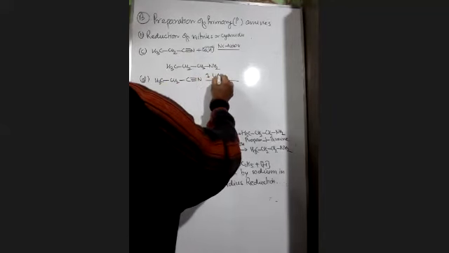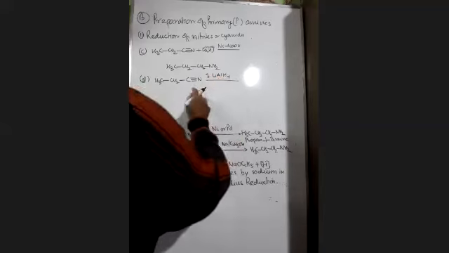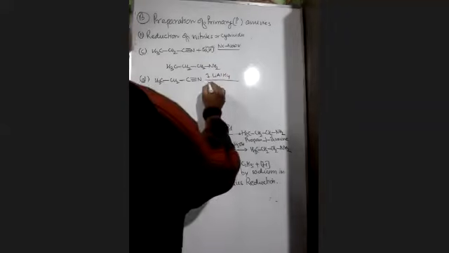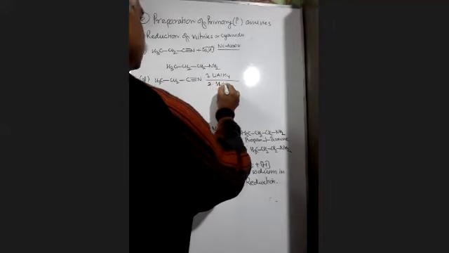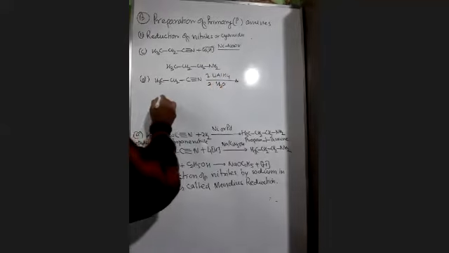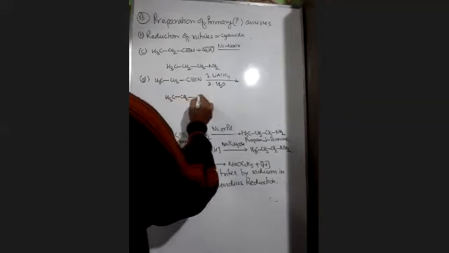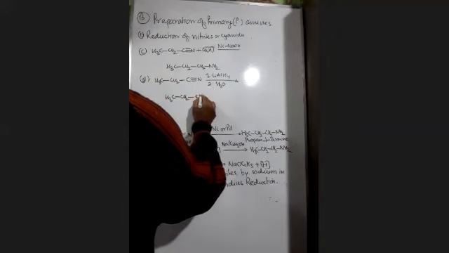This I will do with you. I have already told you, whenever you use lithium aluminum hydride, we will not write any hydrogen here. Okay? 2 H2, which will give you CH3CH2CH2.